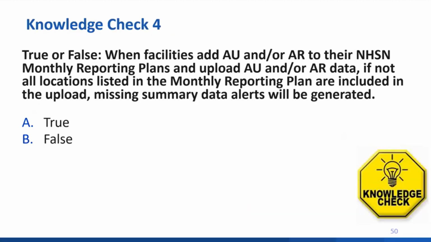We've reached knowledge check number 4, true or false. When facilities add AU and/or AR to their NHSN monthly reporting plans and upload AU and/or AR data, if not all locations listed in the monthly reporting plan are included in the upload, missing summary data alerts will be generated.